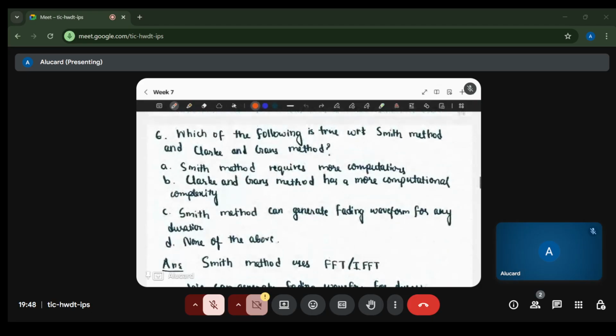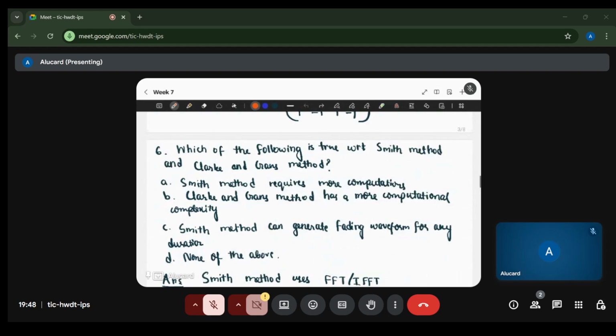Question number 6. Which of the following is true with respect to Smith method and Clark and Gans method? A. Smith method requires more computations. B. Clark and Gans method has a more computational complexity. C. Smith method can generate fading waveform for any duration. D. None of the above. Again, try to think about it and find out from your lecture notes. I'll come back in a few minutes and give you the answer.